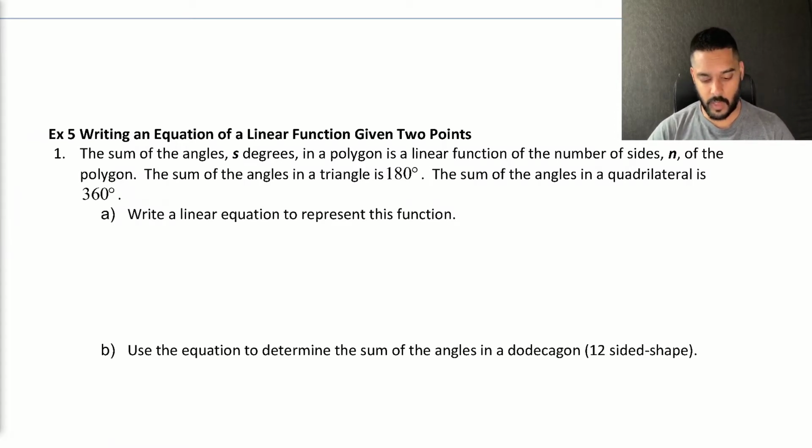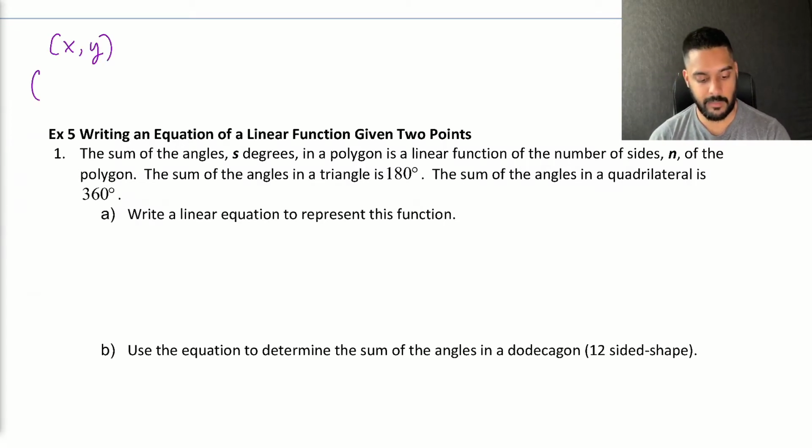Sum of the angles in a quadrilateral is 360. We're asked to write a linear equation to represent this function. So there is a linear relationship between the number of side lengths of a polygon and the total number of degrees inside the shape. So really they're telling us two pieces of information, right? They're telling us a few points.